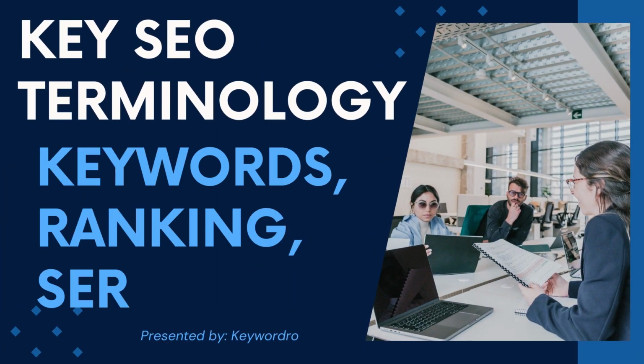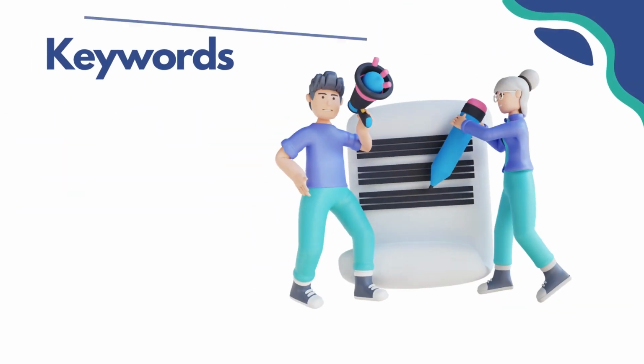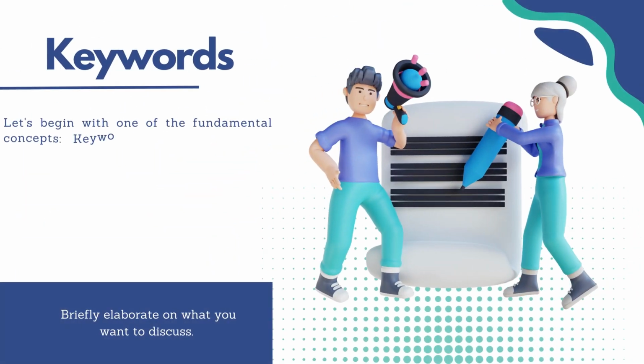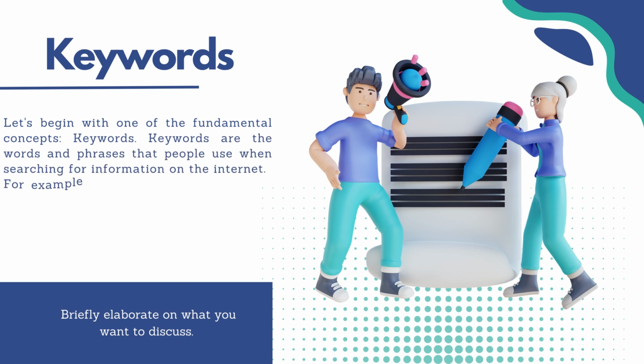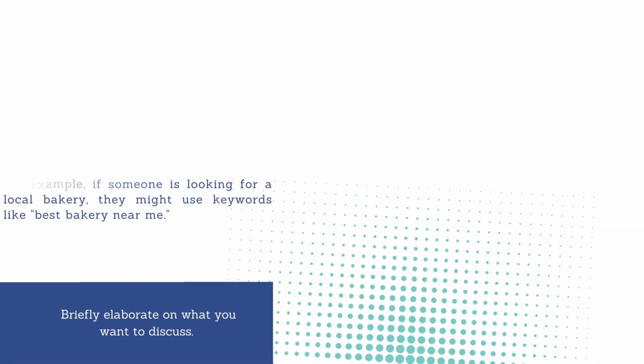In this section, we will delve into some essential search engine optimization vocabulary that you will encounter frequently on your SEO journey. Understanding this is crucial for grasping the world of SEO. Let's begin with one of the fundamental concepts: keywords. Keywords are the words and phrases that people use when searching for information on the internet. For example, if someone is looking for a local bakery, they might use the keywords "best bakery near me."